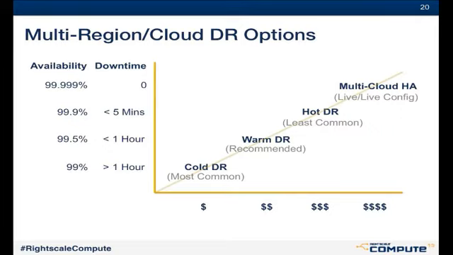The hot DR, we had a couple customers that were originally doing that, but no one does that anymore. It's way too expensive, and there's only a few use cases where it makes sense, and I'll talk about that when we get to it. And then lastly, the multi-cloud HA. We'll talk a little bit about what that means. It's really a live configuration, which brings to bear a whole bunch of other costs, security, and latency complexities.